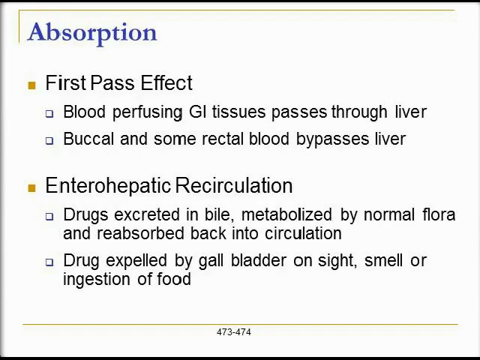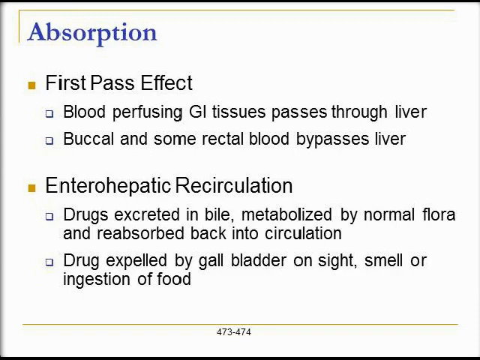So a little bit about absorption. We're going to move on now to page 473. I'm going to talk a little bit about some things related to absorption, distribution, and metabolism. So absorption, just two things I want to mention. The first is the first pass effect. That, as I'm sure you're aware, is where blood perfusing the GI tissues passes through the liver. Virtually all the blood from GI tissue passes through the liver, except for a few areas.